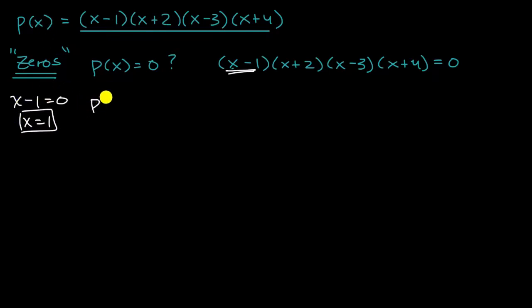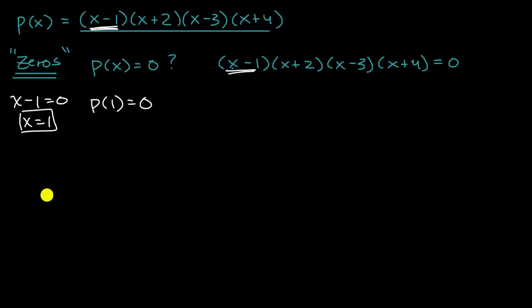Another way to say that is p of 1, when x equals 1, that whole polynomial is going to be equal to 0. How do I know that? Well, if I put a 1 in right over here, this expression, x minus 1, is going to be equal to 0. So you're going to have 0 times a bunch of other stuff, which is going to be equal to 0.